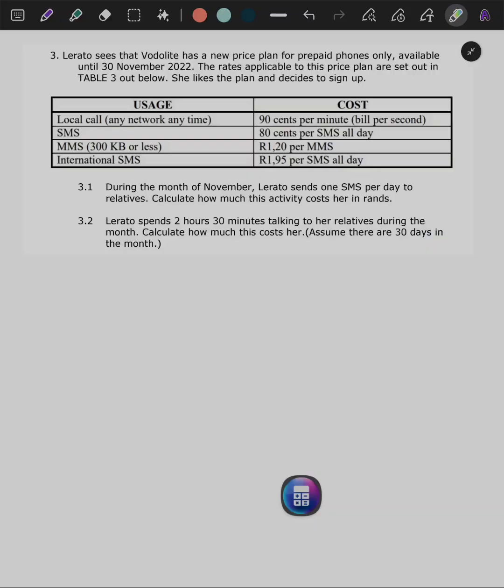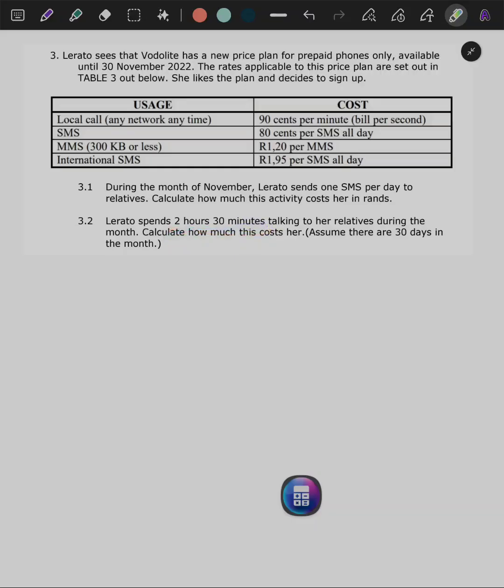So let's see how they charge us for calls. Calls, they tell us here, are 90 cents per minute, but they are billed per second. So that means if there are seconds involved, we would need to work out the per second cost. The good news, though, is that they haven't given us seconds. They're telling us 2 hours and 30 minutes.